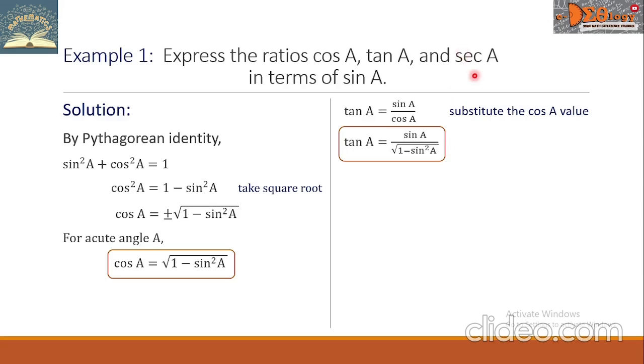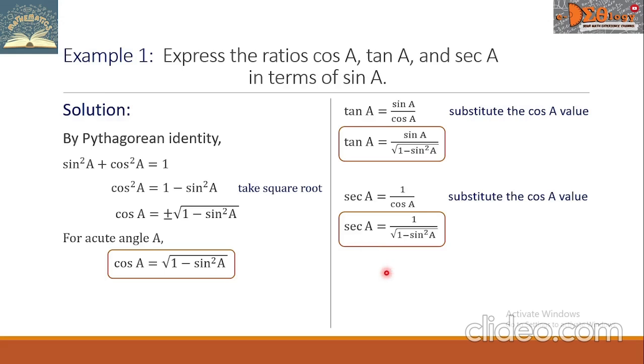Then let's have the secant A. We know that secant is the reciprocal of cosine. So we write secant A equals 1 over cosine A. And from here, let's substitute the cosine A value from this equation. So we have secant A equals 1 over the square root of 1 minus sine square A. This is the secant A in terms of sine A.